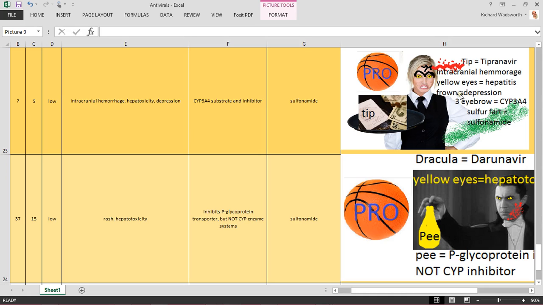And they have a giant 3 eyebrow, yellow eyes for the hepatitis, for hepatotoxicity, and CYP3A4, yep, for the eyebrow. And also this is a sulfonamide, so I try to think, okay, sometimes farts smell like sulfur, so she's farting really bad, and that's the sulfur fart, sulfonamide.